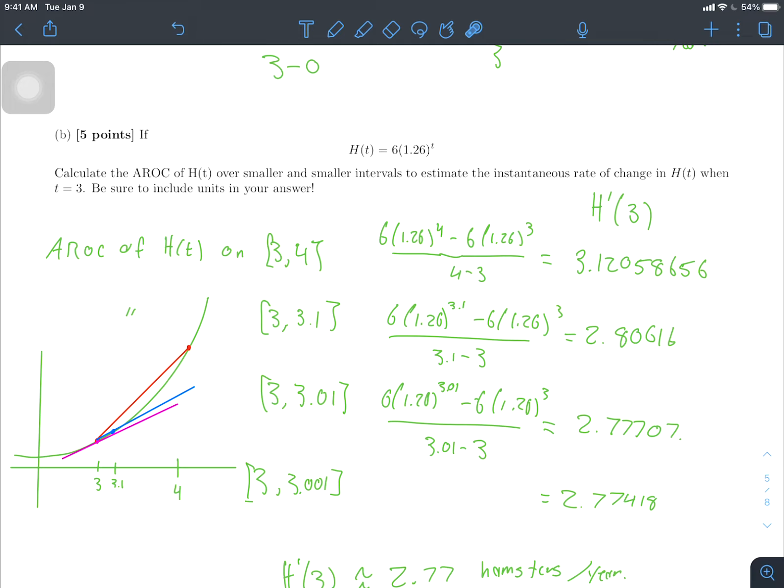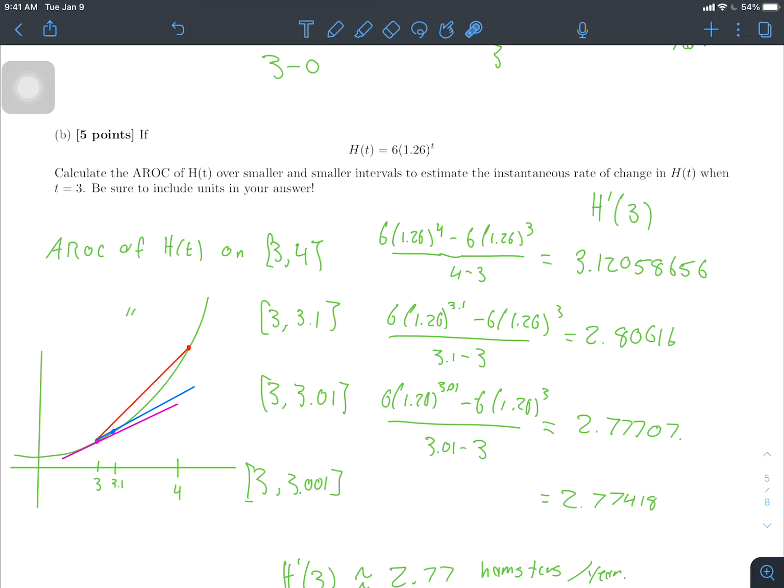The way you do that is by doing h of 4 minus h of 3 over 4 minus 3. So I just plugged in 4 for t in this equation, and I plugged in 3 for t to get this second number. Subtract those two, divide by 4 minus 3, and I got 3.12.